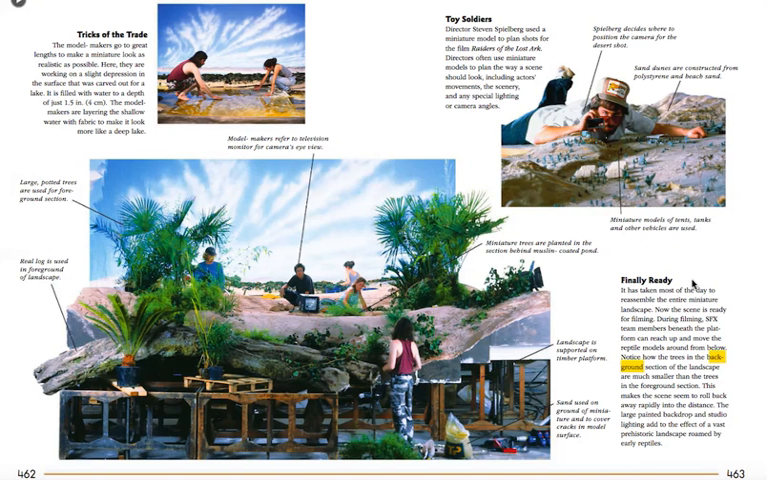Notice how the trees in the background section of the landscape are much smaller than the trees in the foreground section. This makes the scene seem to roll back away rapidly into the distance. The large painted backdrop and studio lighting add to the effect of a vast prehistoric landscape roamed by the early reptiles. So, what that is talking about is that these trees that are close to us seem really big, so it seems like they're very close. And they put all these miniature trees in the background, so it seems like they are really far away. So even though we know that this miniature model is only 24 feet by 24 feet, it looks much larger.